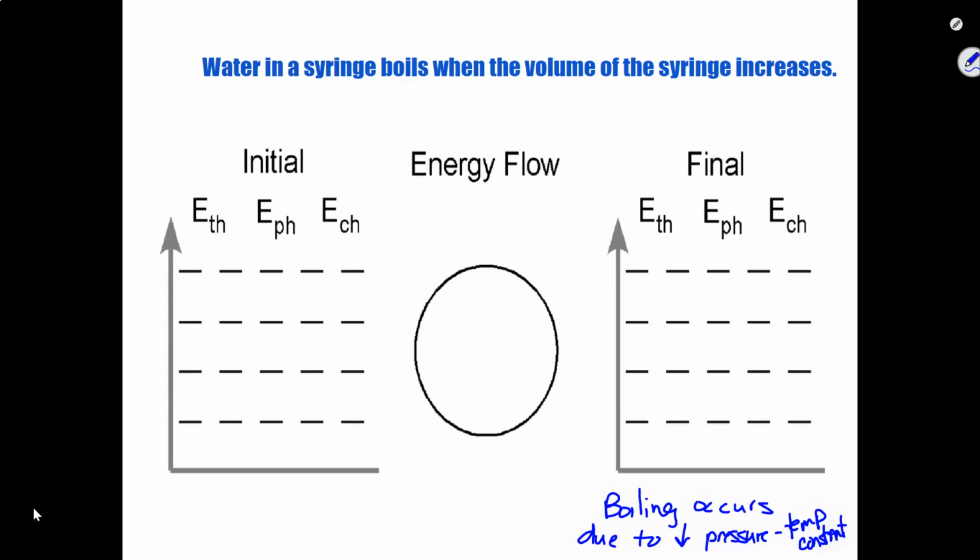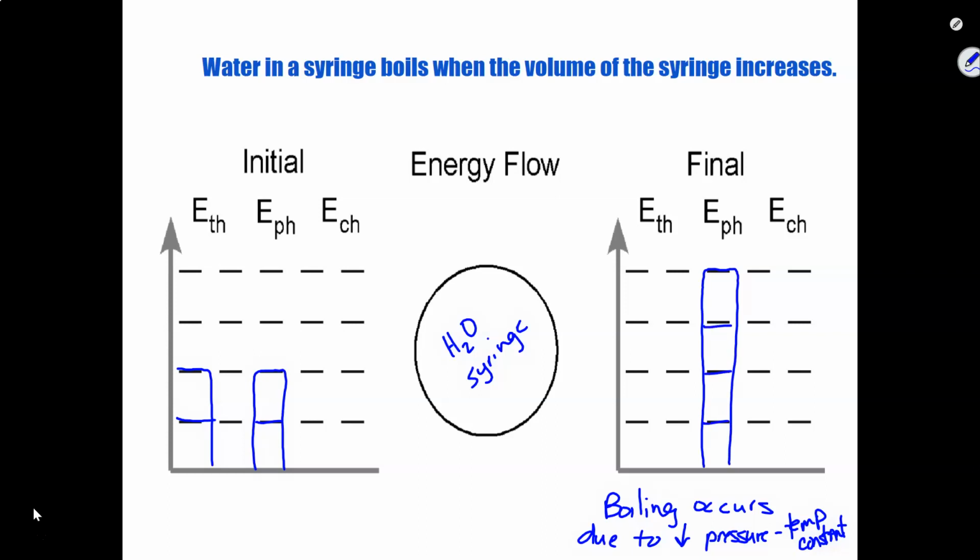So what we're looking at here, our system first would be the water in the syringe. So we have to go back and look. Initially, we're going to say this is at room temperature, so we're going to go with 2 bars, and it's water, so 2 bars would be for the liquid. Okay. Now, when it boils, it changes phase. So at the end, we would have a vapor or a gas, and the temperature we said is staying constant, so it would be this. I'm going to keep the 2 bars.